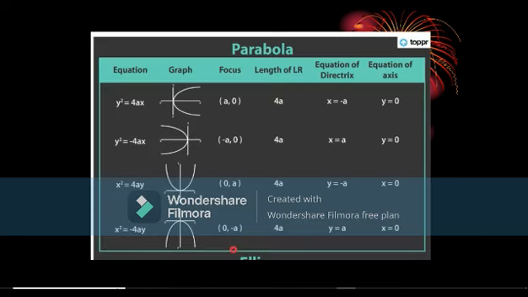So for the parabola, if you're going to have it in a graph, this is the equation when the vertex is at the origin, and this is the corresponding graph. I know that you have familiarized yourselves already with the equations as well as the graph, but again, this is just a sort of refreshment. And this is the focus. This is the length of the latus rectum, which is the same. The equation of the directrix, the equation of the axis or the axis of symmetry. I will not read them one by one because this is already presented in the previous slide.